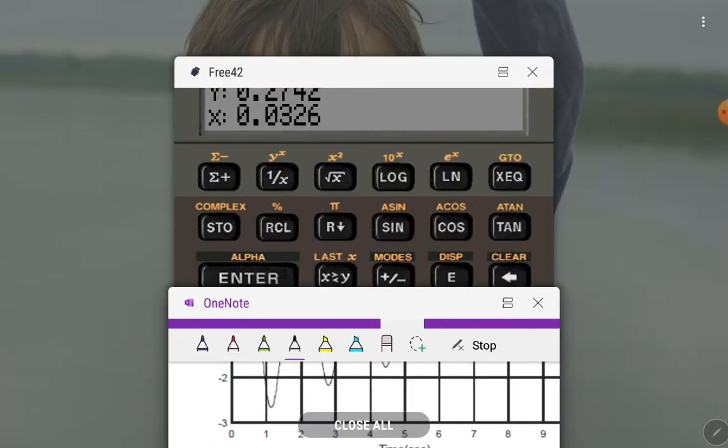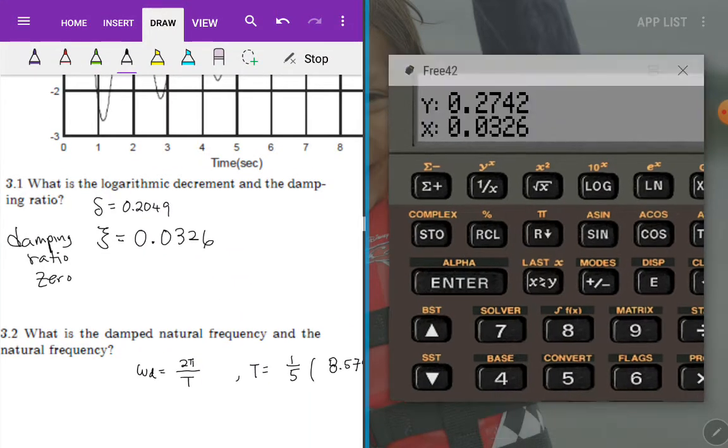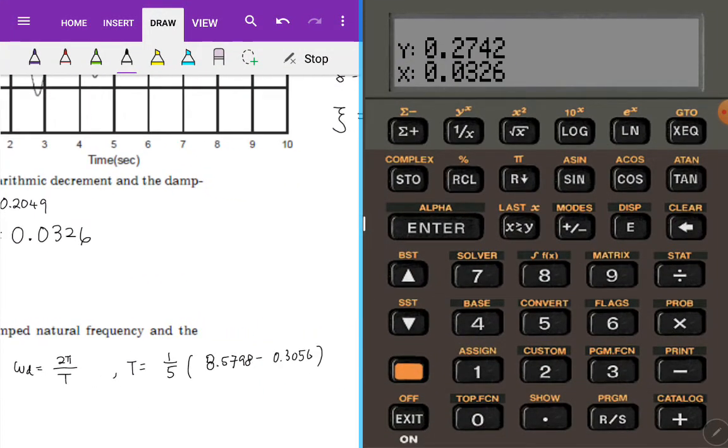Ooh, I'm really liking this RPN calculator. Okay, so what does it say? So I go 8.5798, enter. Okay, 0.3056. Okay, you want to subtract, right? Minus, you subtracted correctly. Okay, and then what you do is you go 5 and divide. Okay, I'm just liking this too much. So that's 1.6548 seconds, and therefore omega d is, oh, how do I do this?